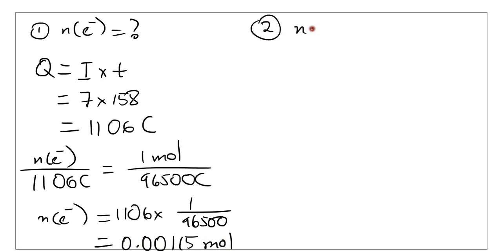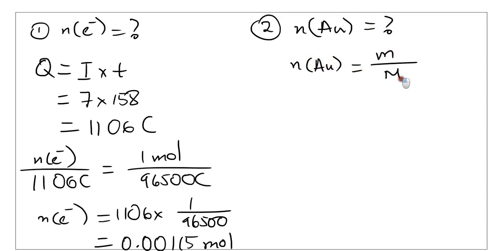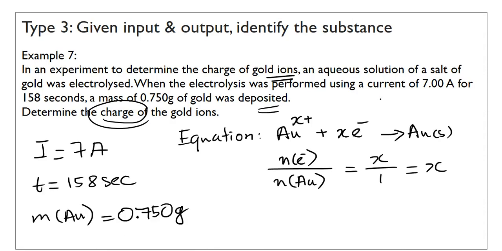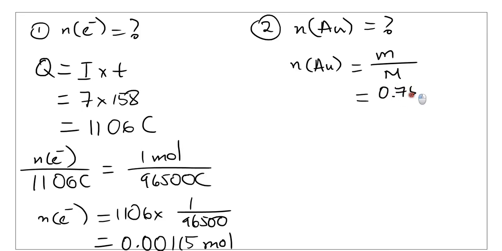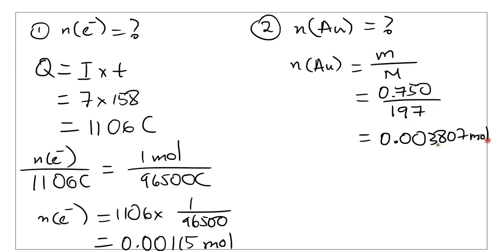The second thing that you need is the number of moles of gold, and you should be able to find this because you're given the mass of gold and you know that it is gold, so you know what the molar mass is. So the mass of gold was 0.75. I literally just looked up the molar mass of gold and I forgot it already. 197, I think. Yep. So 0.75 divided by 197 is 0.003807 mole. You really want to keep the exact values for both the number of moles of gold and the number of moles of electrons, so that your ratio is going to be as accurate as possible.